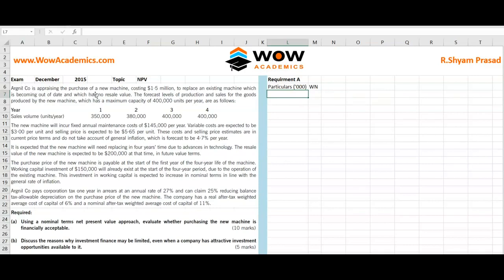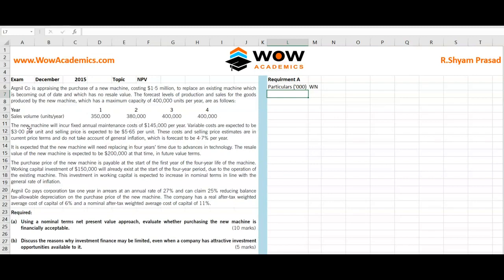ACO is appraising the purchase of a new machine costing 1.5 million to replace an existing machine which is becoming out of date and which has no resale value. The forecast level of production and sales for the goods produced by the new machine, which has a maximum capacity of 4 lakh units per year, is as follows. The sales volume and the production volume is as follows: 3 lakh 50, 3 lakh 80, 4 lakh, 4 lakh. The new machine will incur a fixed annual maintenance cost of 1 lakh 45,000 per year.